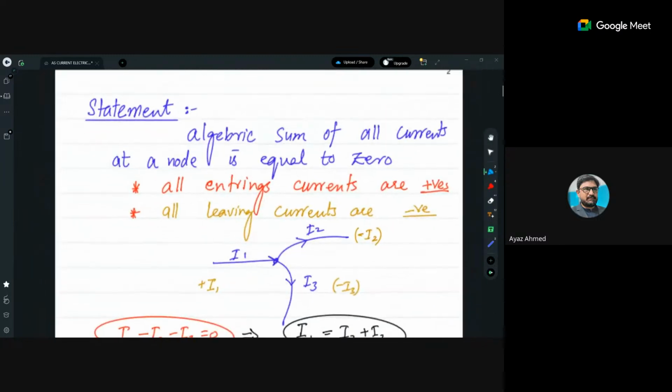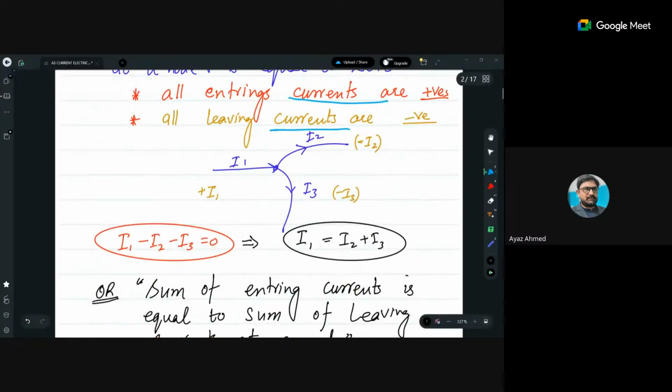Its statement is important for you, because you are asked about that statement: the algebraic sum of all the currents at any node is equal to 0. That is very, very important. We consider a single node, and all the current entering the node equals all the current leaving the node. So we have to keep this point in our mind, that if I1 is the current entering, and I2 and I3 are leaving, the entering current would be taken as positive and the leaving current would be taken as negative.